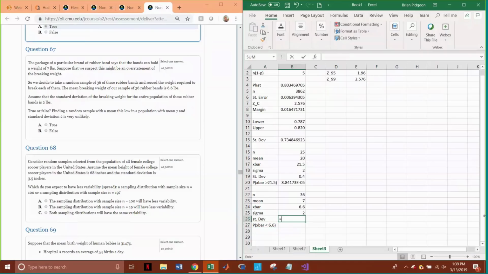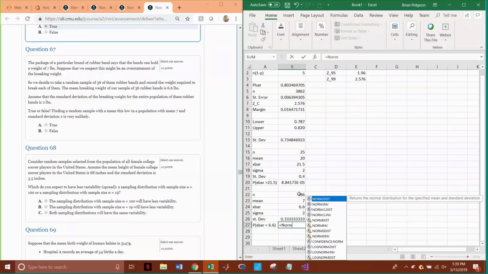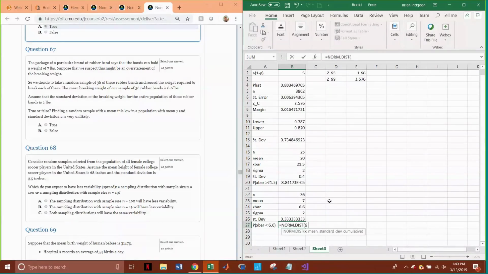So in order to do that, we have to calculate the standard deviation of the sampling distribution. So sigma divided by the square root of n. And then now we just do norm dist. Norm dist because we have less than. We do our 6.6 value. Our mean is 7. Our standard deviation is 0.333, comma 1.